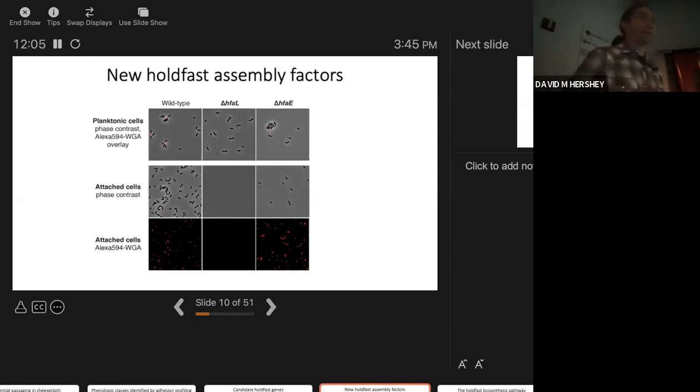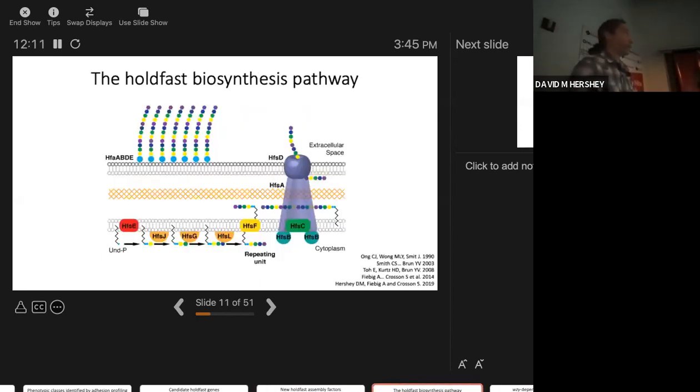So combining the information that we got from these two genes and a handful of others that we found with this approach, with what people had found over a couple of decades, finding mutants sort of one at a time with this pathway, we have a much more complete view of what the enzymes required to make the holdfast are. And so this is a really complicated slide showing a polysaccharide biosynthesis pathway. I want to talk in a little bit more detail about how this type of polysaccharide biosynthesis works.